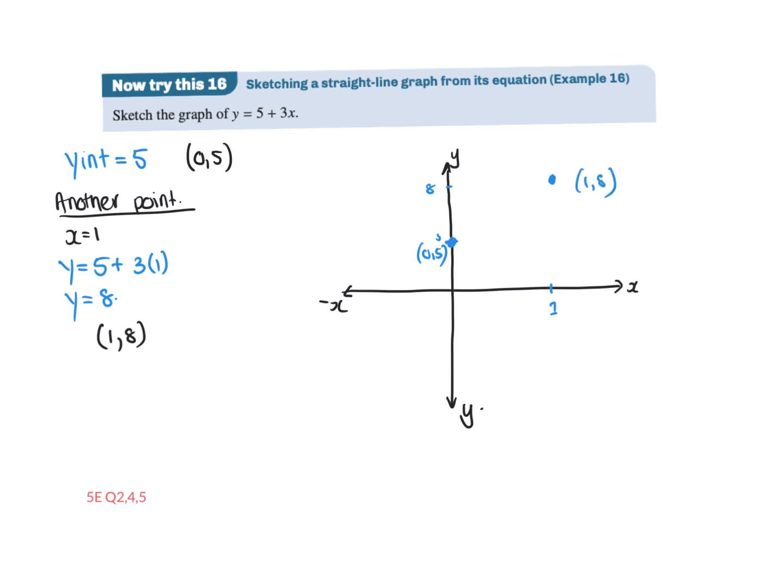Okay, so here are my 2 points. I get my ruler and I line them up. Draw the line, and then we also need to write the equation on the line, just whatever they told us it was. There you go. That's all you have to do when you sketch. You don't have to write out a big long table of values. Don't need to put a lot of points. If you found 2 points, that line will represent everything.